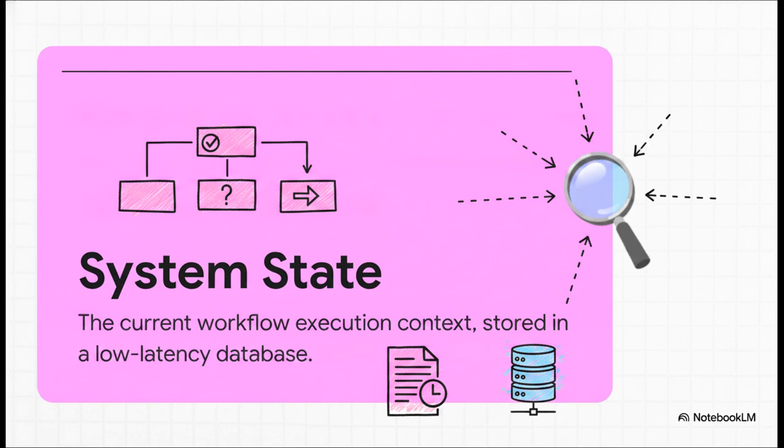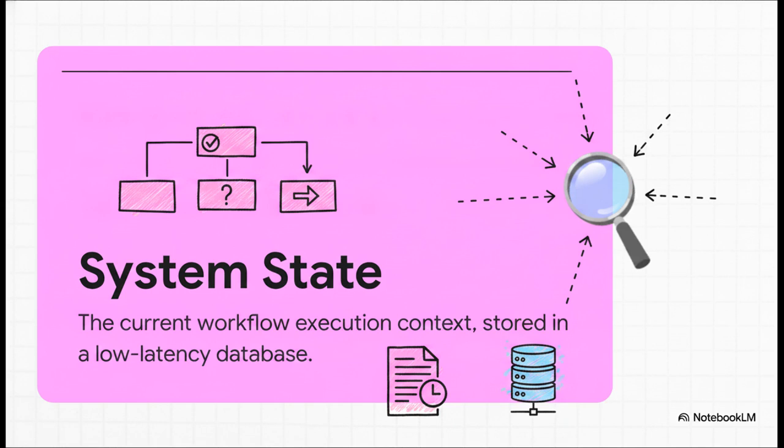These are entirely different beasts in an agentic system. State is your current workflow execution context. Like, what specific step are we on right now? What variables have we collected in the last 3 minutes? Has the user clicked confirm? This is highly volatile data, and it belongs in a low-latency traditional application database like DynamoDB or Postgres.